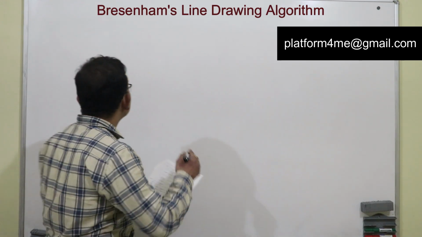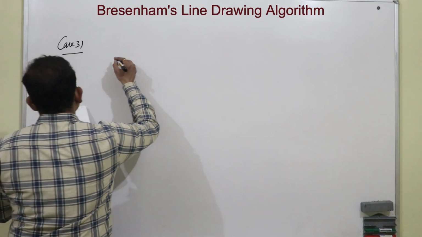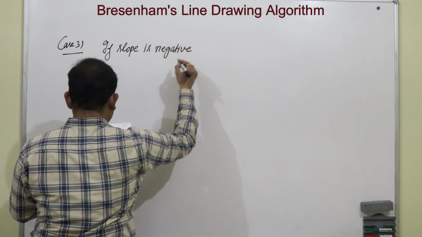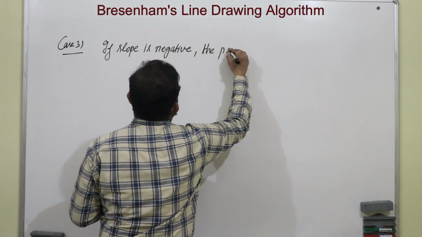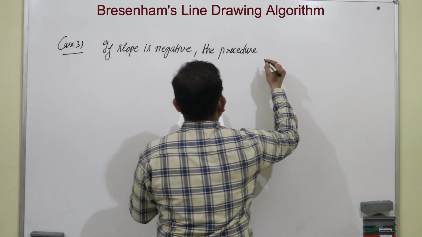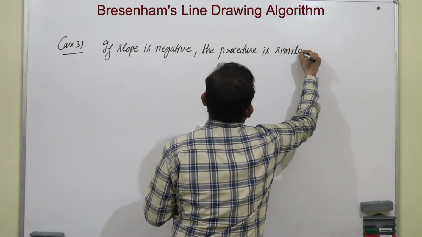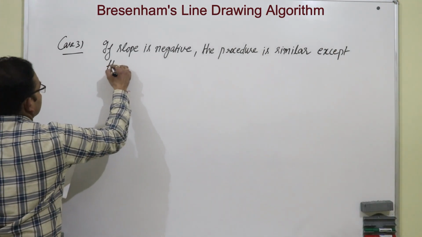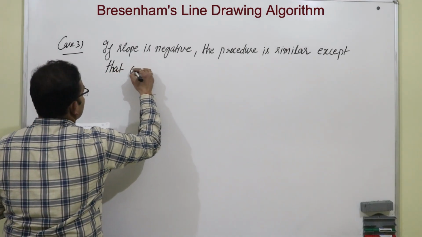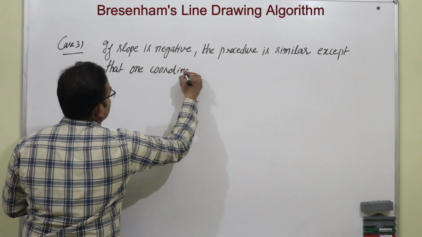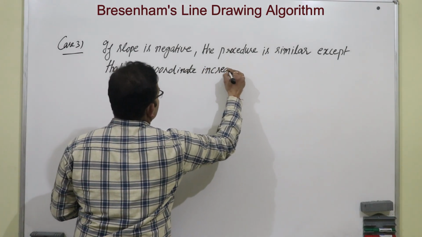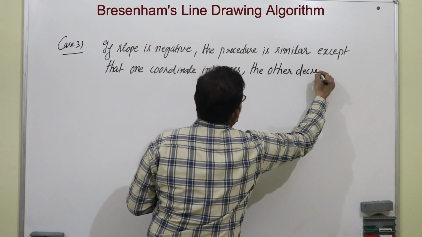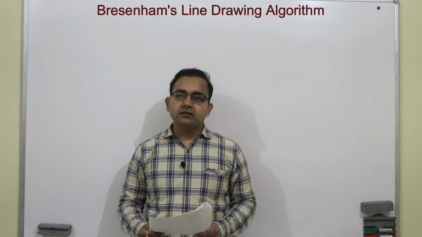There is one more case. If slope is negative, the procedure is similar except that one coordinate increases, the other decreases. So this was all about Bresenham's line drawing algorithm.